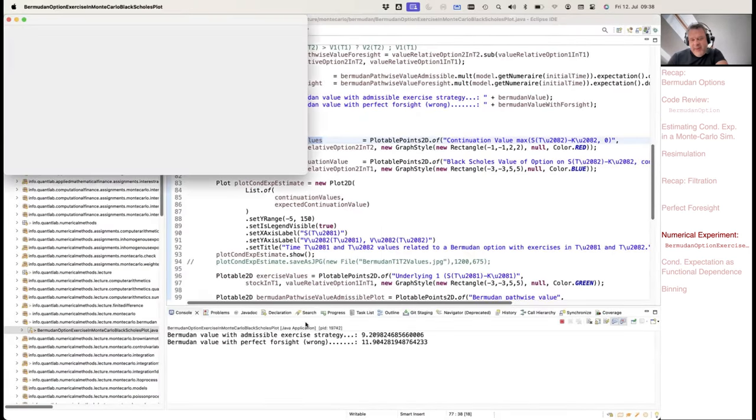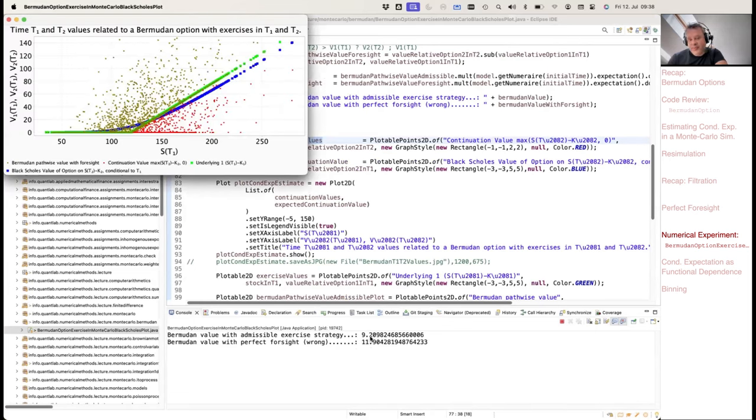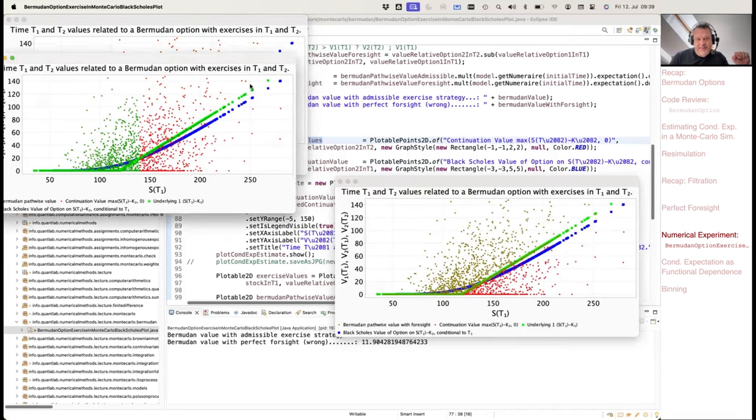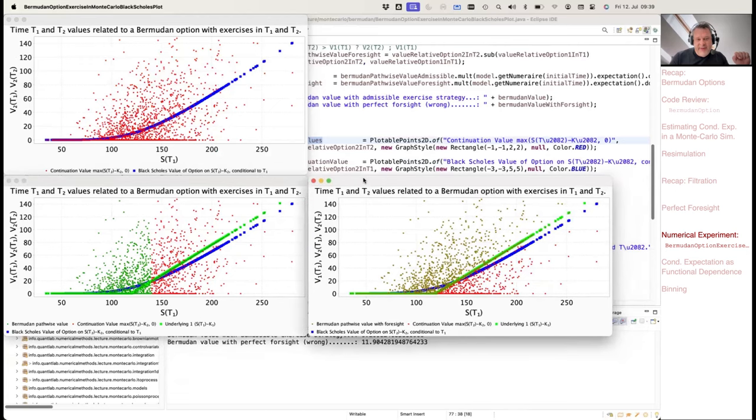And you see the true value of the Bermudan option would be 9.2. But if you exercise with perfect foresight, you would have 11.9. So you have super optimal exercise. Your option has a much higher value because you can base your exercise decision on the future. And this is now visible in these plots. So first let's have a look at these plots that I generated.